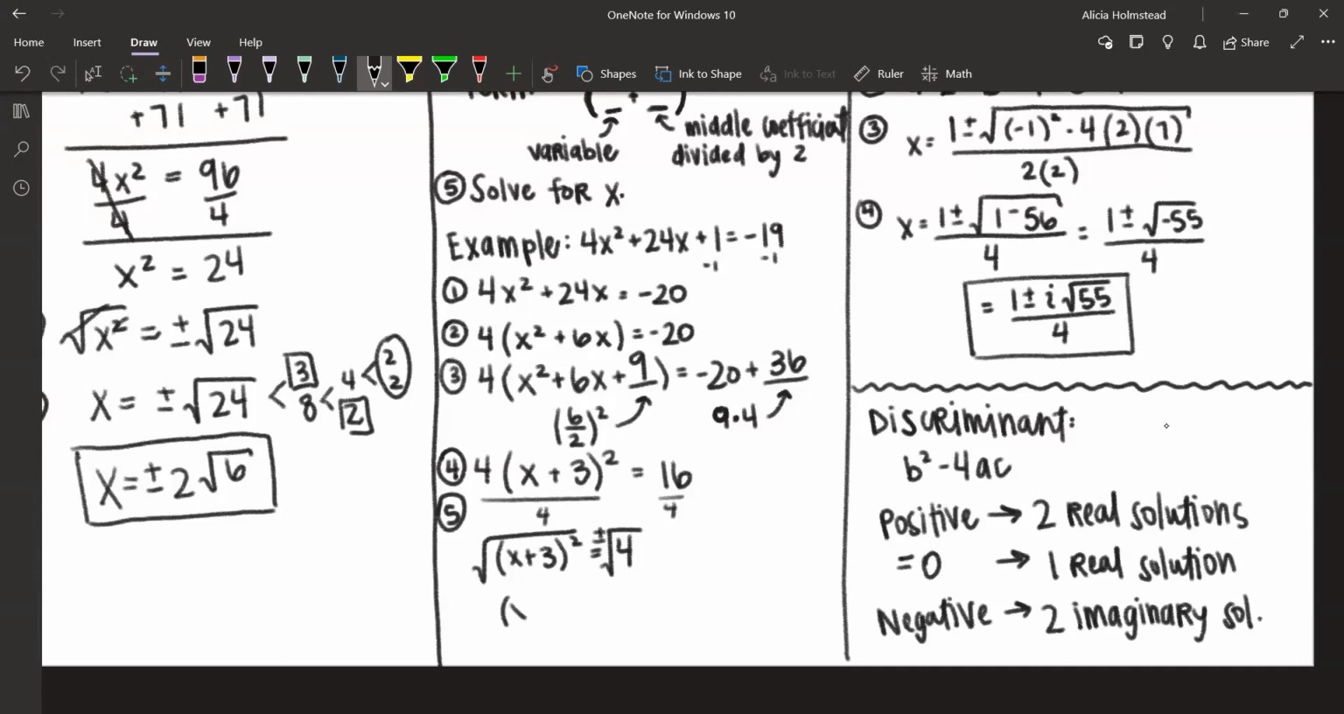So we have x plus 3 equals positive or negative. The square root of 4 is 2. So then we can subtract 3 from both sides. And we end up with x equals negative 3 plus or minus 2. Negative 3 plus 2 is negative 1. Negative 3 subtract 2 is negative 5. So at the end of the day, our solution here is negative 1 and negative 5.